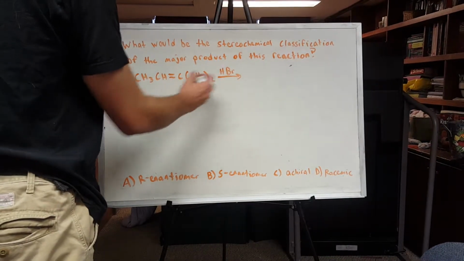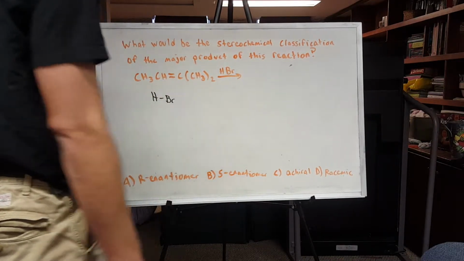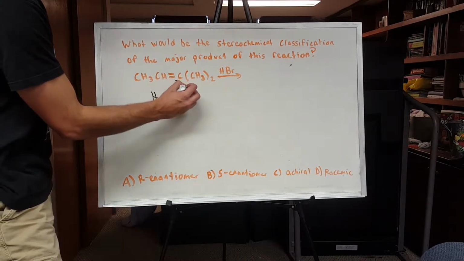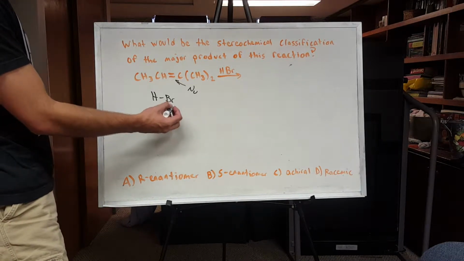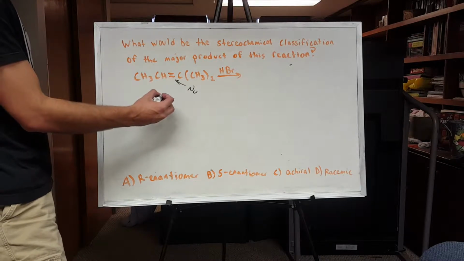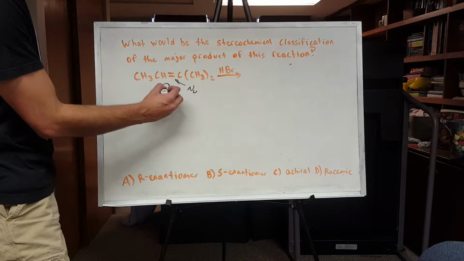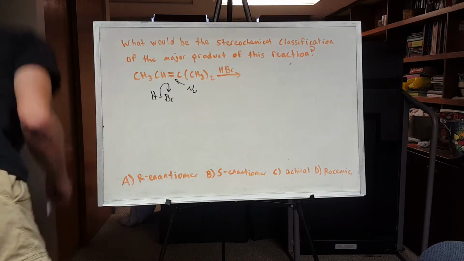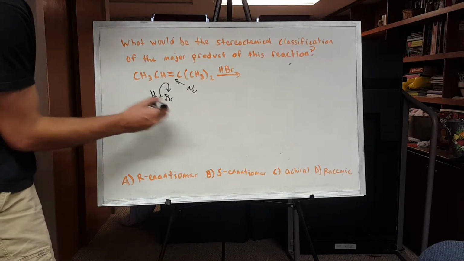So first, we have an acid, HBr, so we want to look for nucleophiles and electrophiles. Right here, the double bond has electron density, that's our nucleophile. Here we have an acid. What's going to happen is, this is a strong acid, so immediately when it gets in solution, it donates its proton.